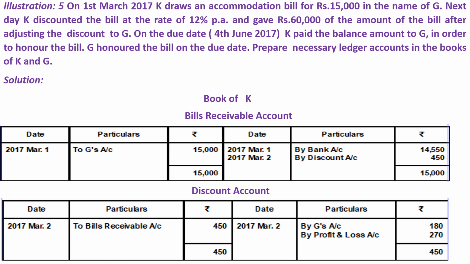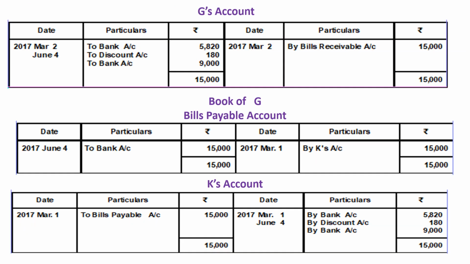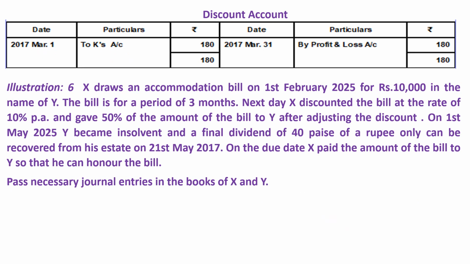Illustration 5. On the 1st of March 2017, K draws an accommodation bill for 15,000 rupees in the name of G. Next day, K discounted the bill at the rate of 12% P.A. and gave 60,000 rupees of the amount of the bill after adjusting the discount to G. On the due date, the 4th of June 2017, K paid the balance amount to G, in order to honor the bill. G honored the bill on the due date. Prepare necessary ledger accounts in the books of K and G. Solution. The ledger accounts are presented here.